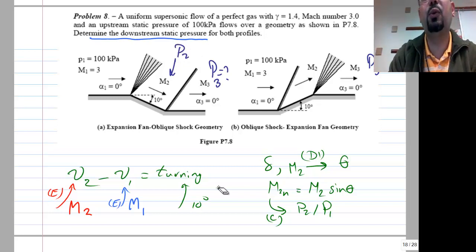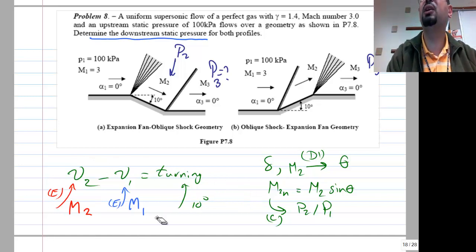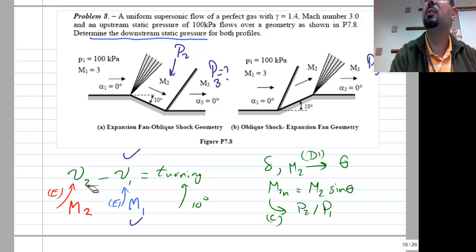What I just said before, you have to start writing this equation. There is no running away from that equation. And then what? What do we have? We have the turning, 10 degrees. We have what else? We have M1, that means we have nu 1. From that you calculate nu 2, and from that you calculate M2. And then what? How can I get my pressure?